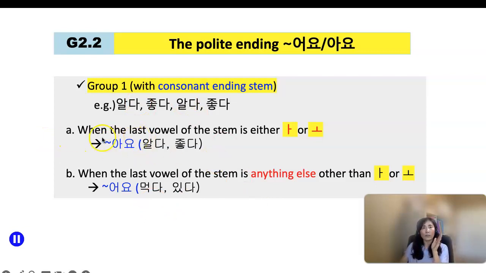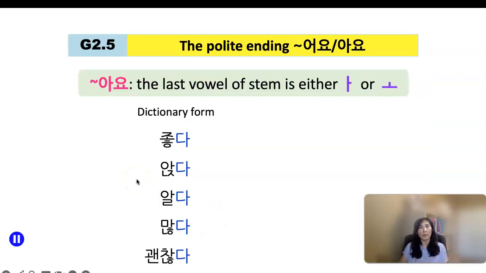And after that, you have to look at the last vowel of the stem. If the last vowel of the stem is either 아 or 오, you always attach 아요. Here are examples, 알다 and 좋다. Whereas if the last vowel of the stem is anything else other than 아 or 오, such as 먹다 and 있다, you attach 어요. I'm going to explain the examples and conjugation in detail. Okay, so these all belong to group 1.